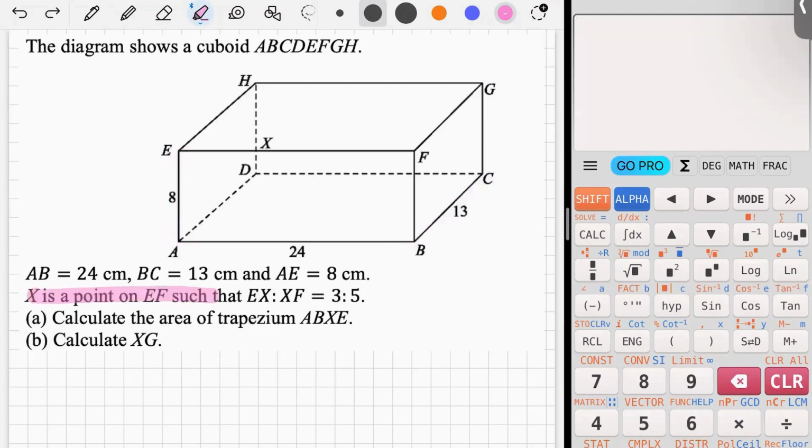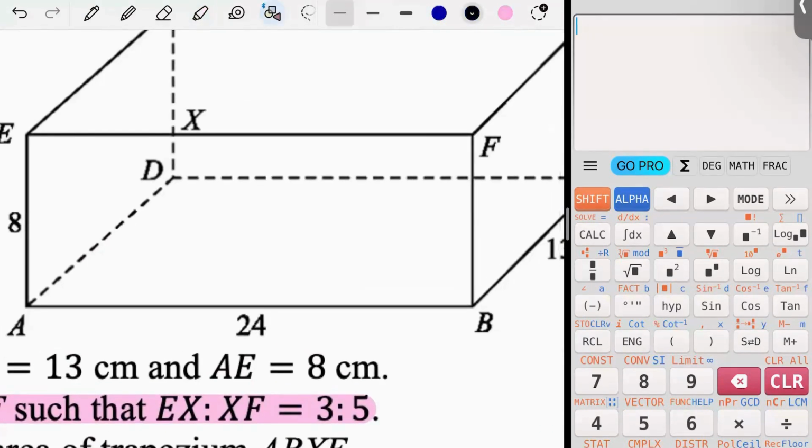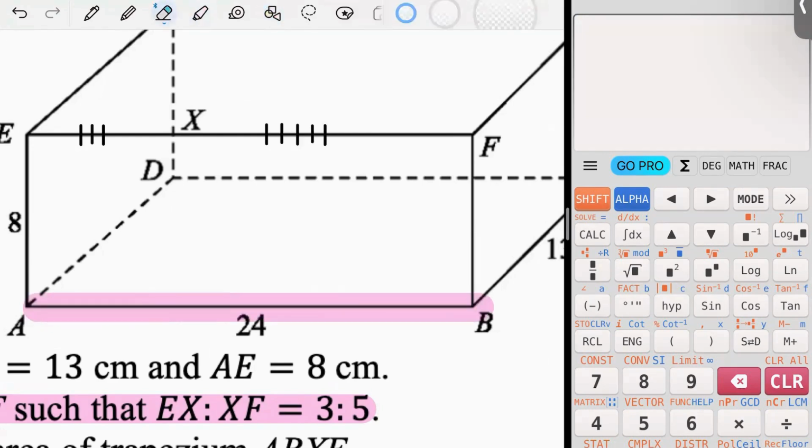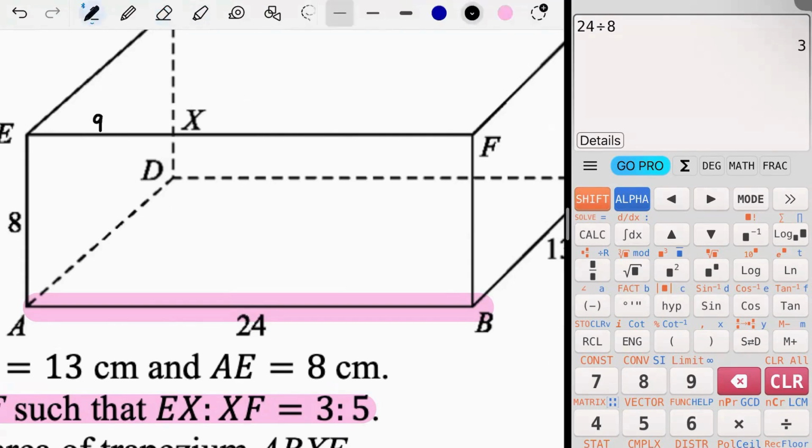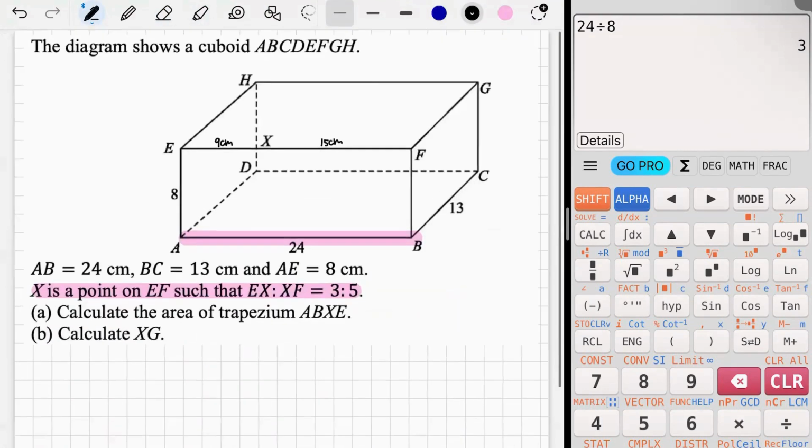So now we have this line over here which says that X is a point on EF such that XF is 3 is to 5. What I'm going to do is put down 1, 2, 3, 1, 2, 3, 4, 5. But the good thing is you already know that the entire thing is 24, so you can straight away take 24 divided by 8 because there are 8 units. So this one of it is 9. You can just put 9 cm here, whereas the other one is 15 cm. Is it in cm? Yeah, correct.